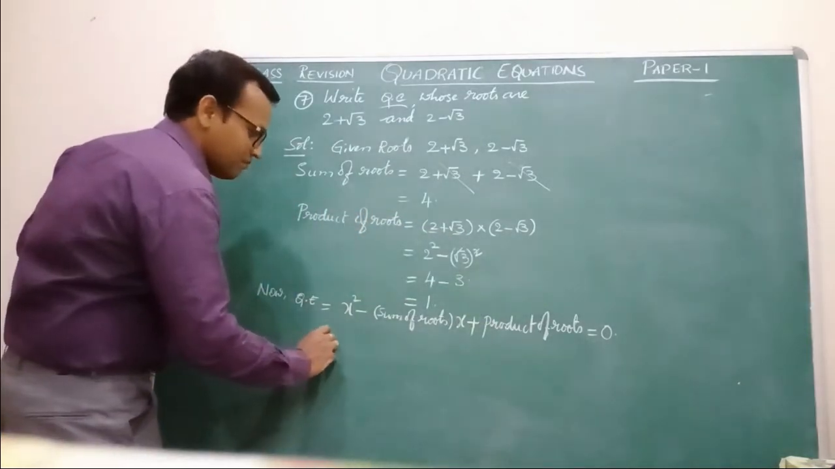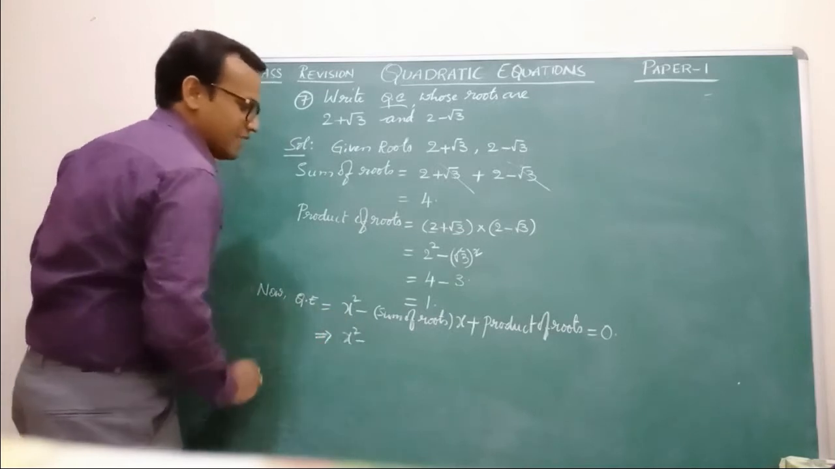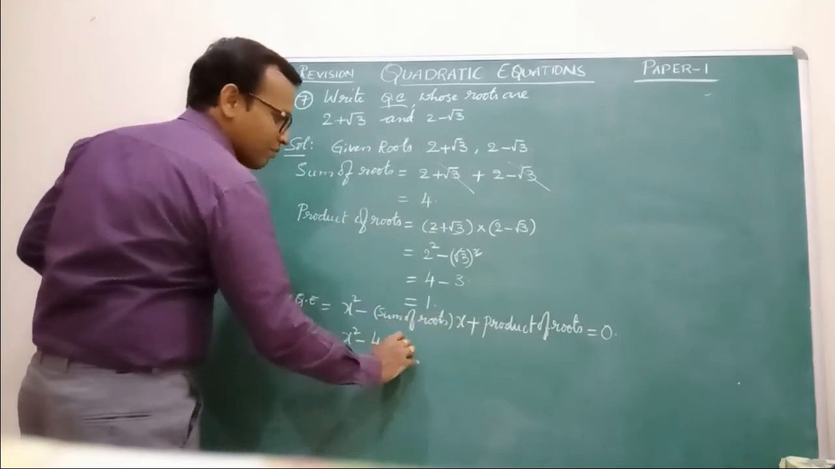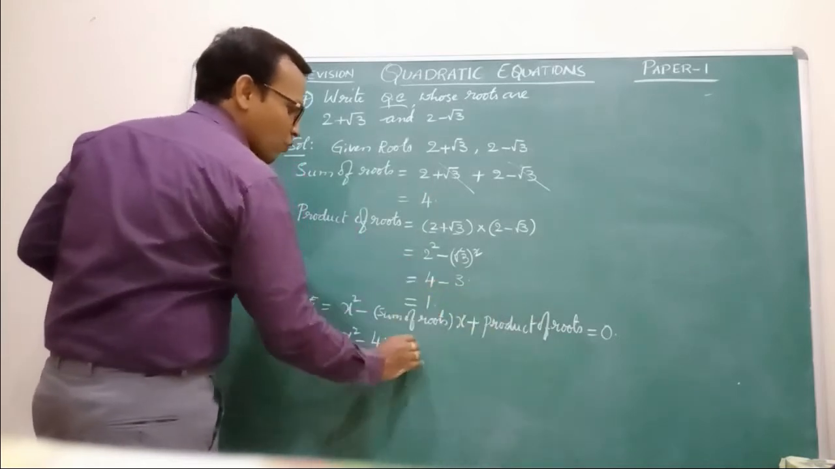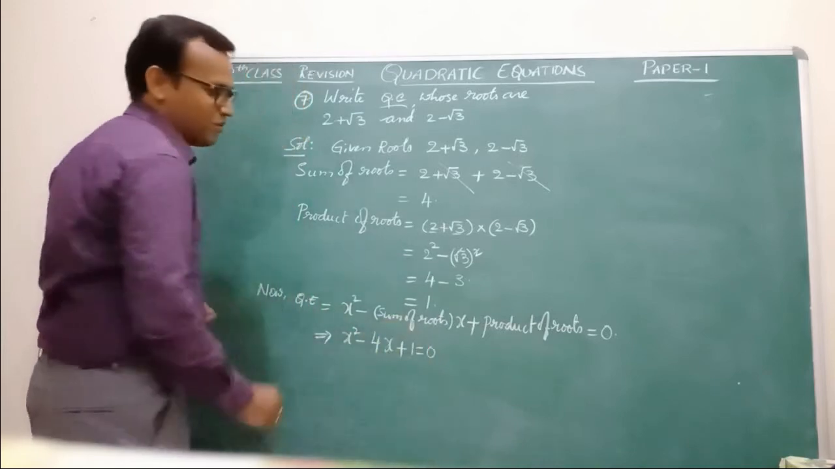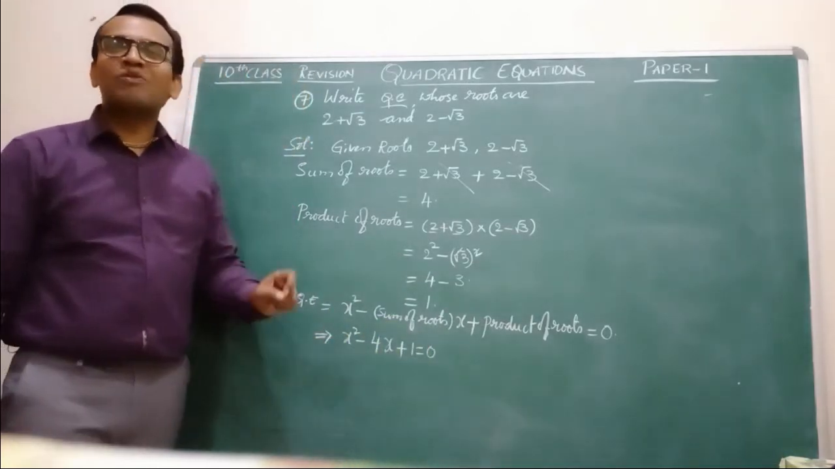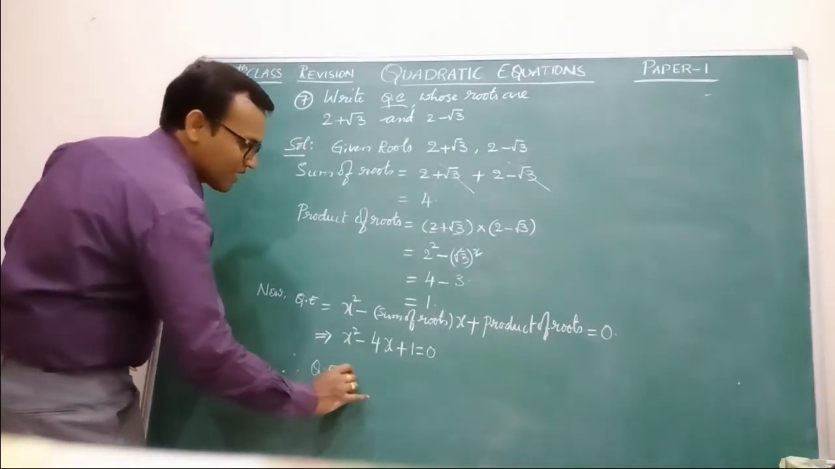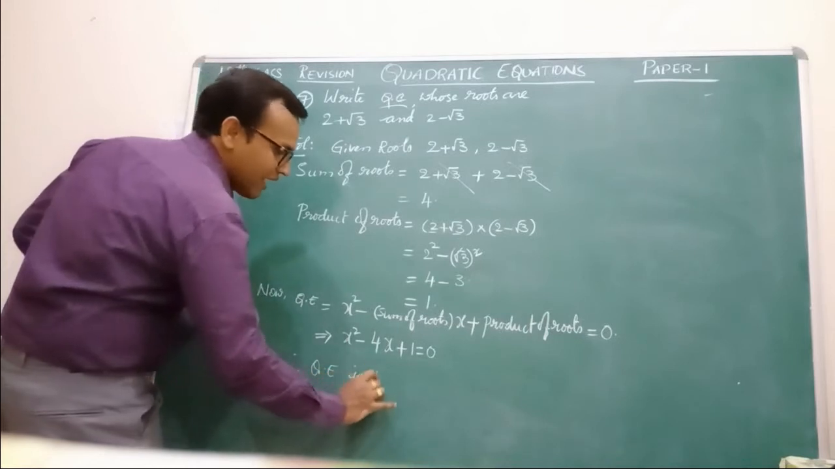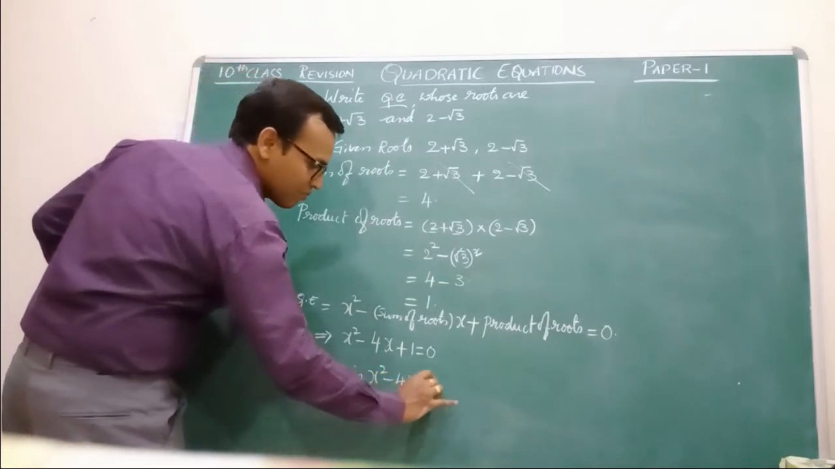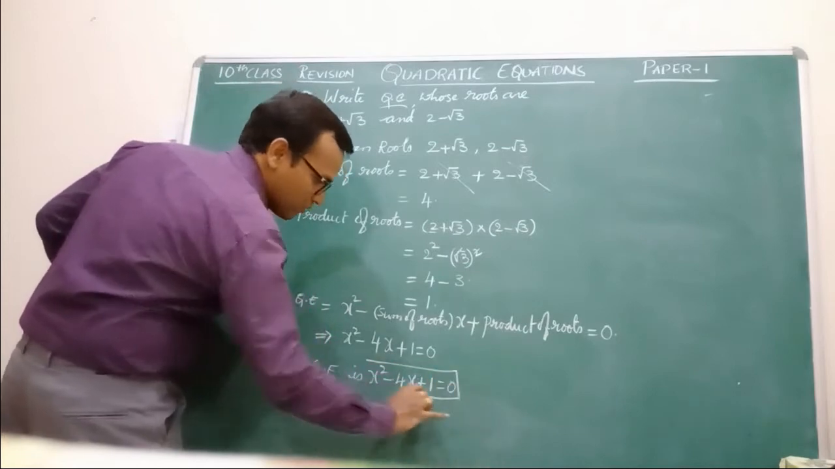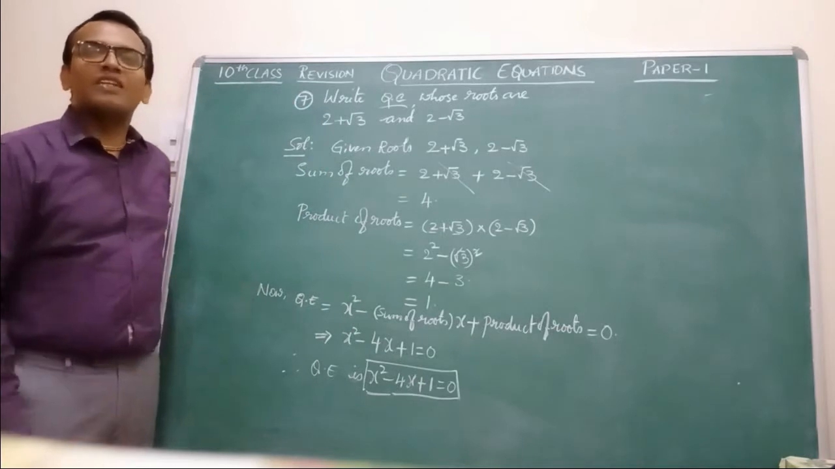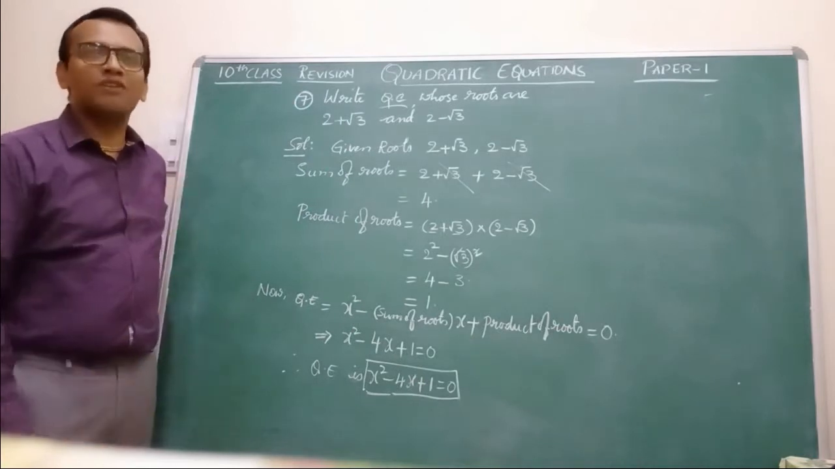Now, x square minus sum of the roots. What is sum of the roots? 4 into x plus product of the roots 1 equal to 0. So this is the required quadratic equation. Therefore, quadratic equation is x square minus 4x plus 1 equal to 0. So students, this is the method to find the quadratic equation using the roots.